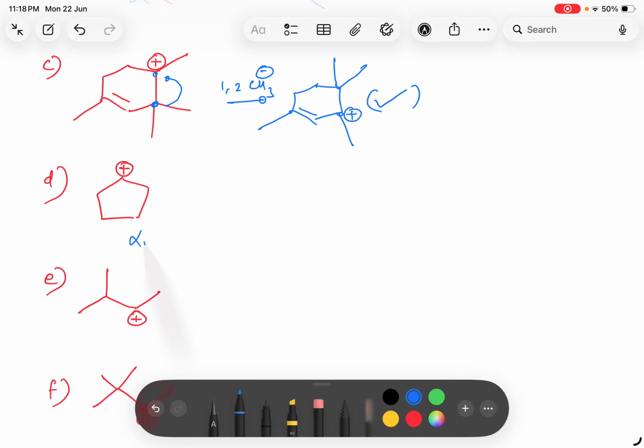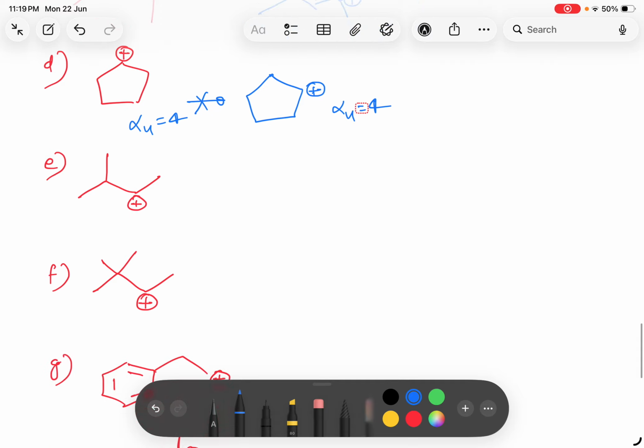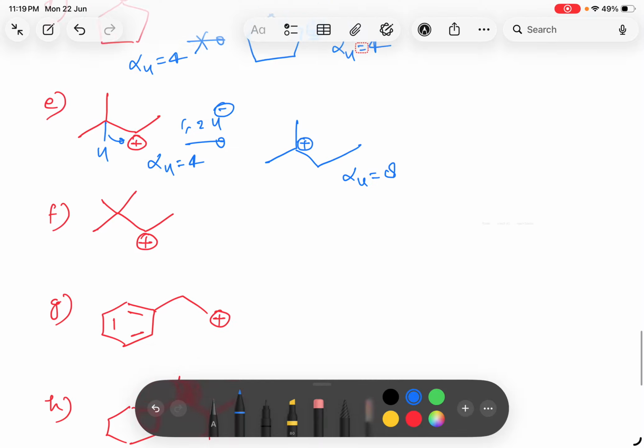Number of alpha H here 4. If you rearrange this carbocation to the right hand side or left hand side, the number of alpha H remains the same. So no rearrangement. In this case, we have 3 and 1, 4 alpha H, and if we shift a hydrogen from here into this position, then the alpha H would be 8. So this one is a more stable carbocation, and this is called a 1,2 hydride shift. So this is going to rearrange into this.